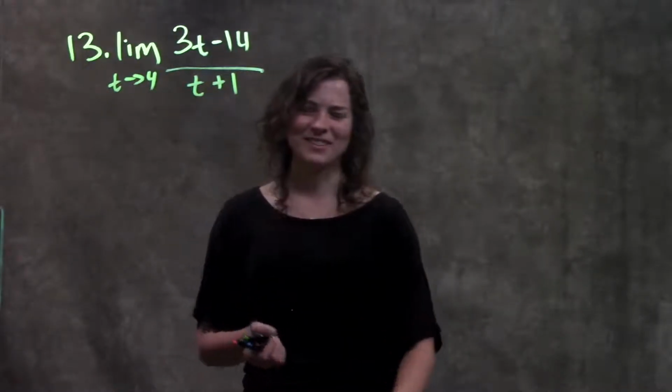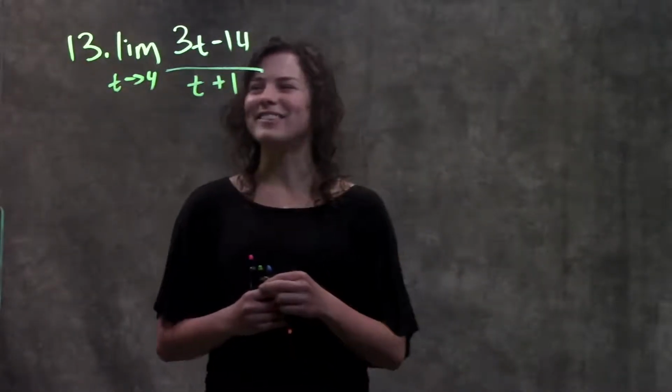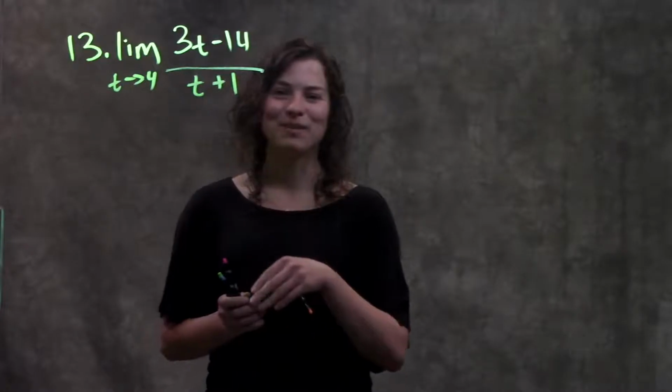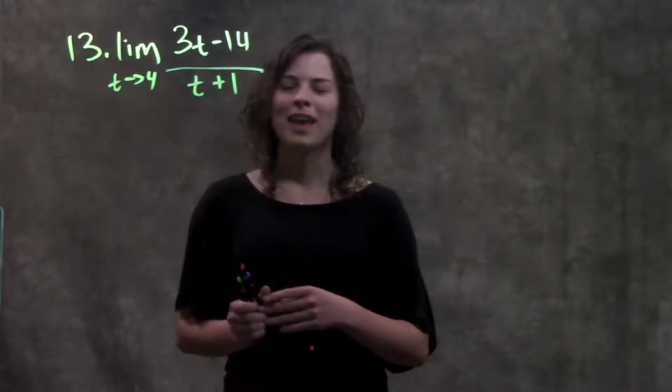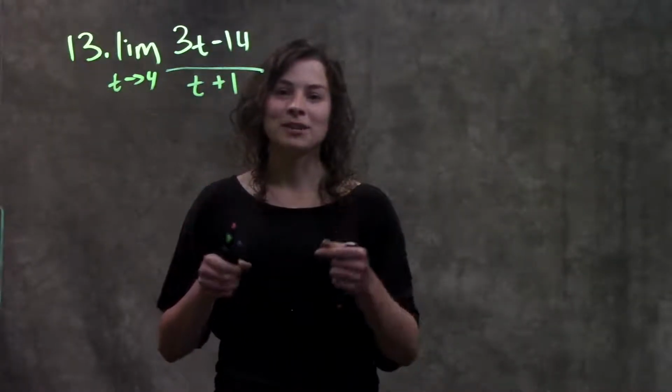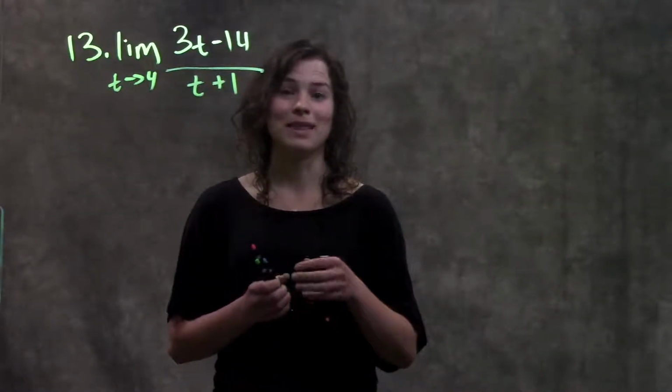let's go through number 13 in your textbook as an example and solve it using our basic limit laws. Number 13 is asking us for the limit as t approaches 4 of this function here. The way we're going to approach this problem is we're going to separate out this big function into a bunch of little tiny functions and solve the limit that way.